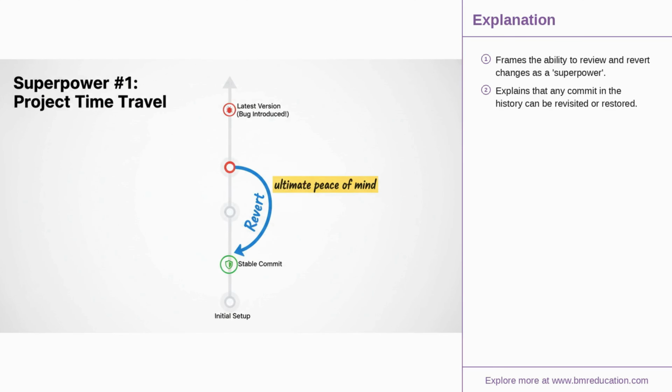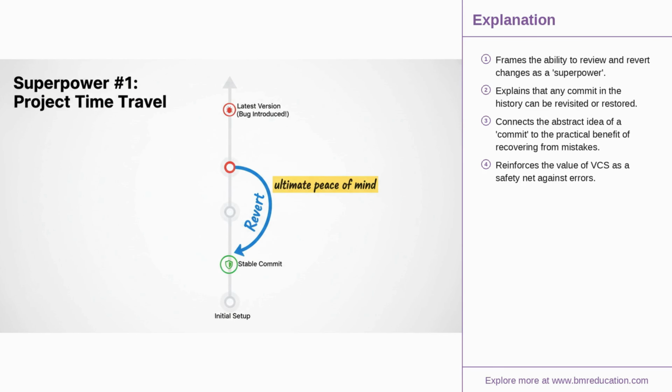Now we unlock the first true superpower of version control, project time travel. Every commit you make is a saved point you can return to. If you introduce a bug or delete something important, you can easily view the entire history of commits and revert your project back to any previous state, providing ultimate peace of mind.